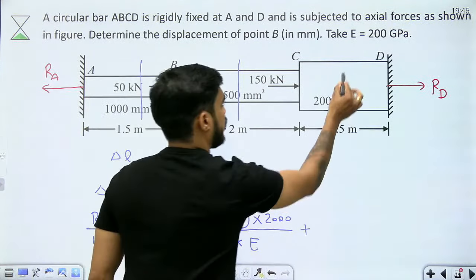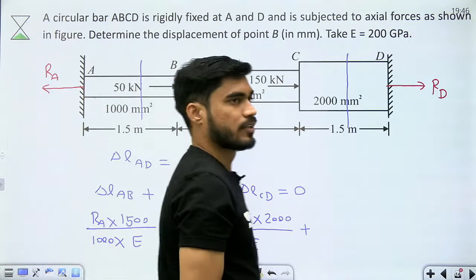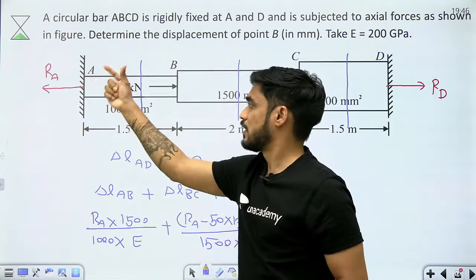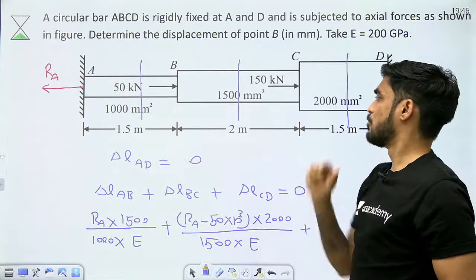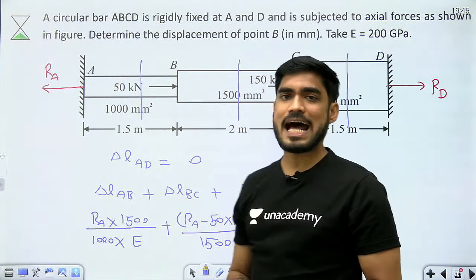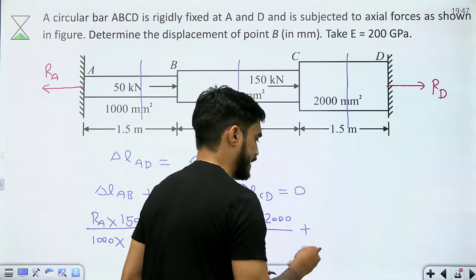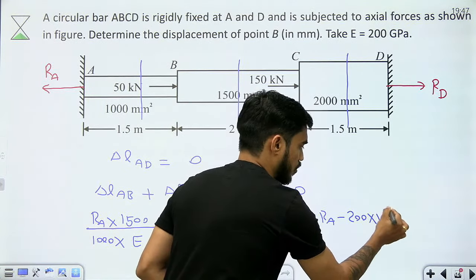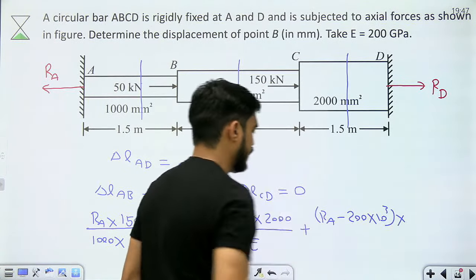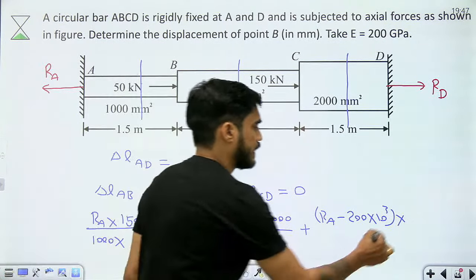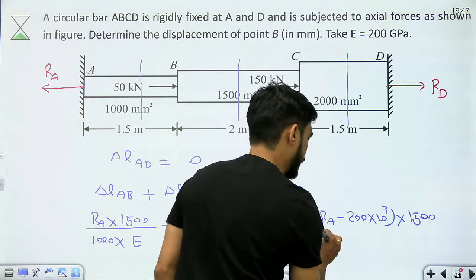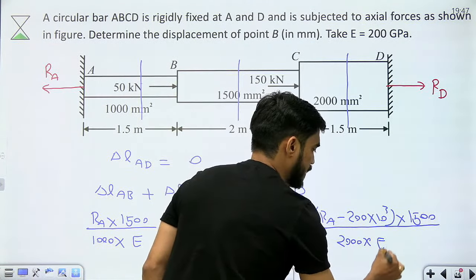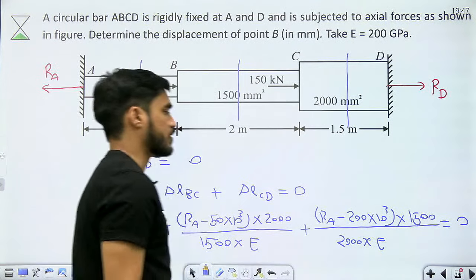Then the internal force in CD. Take any section in CD. What will be the total force on the left? RA minus 50 minus 150, so it will be RA minus 200 kilonewton, right? RA minus 200 kilonewton multiplied by the length 1500 mm, divided by the area 2000, Young's modulus E, equal to 0.